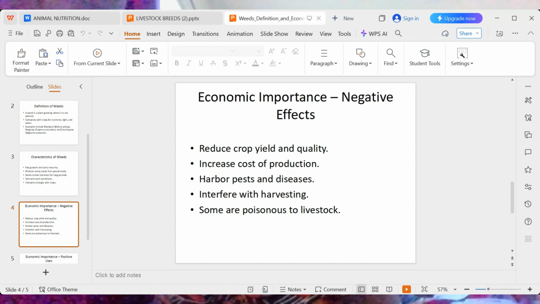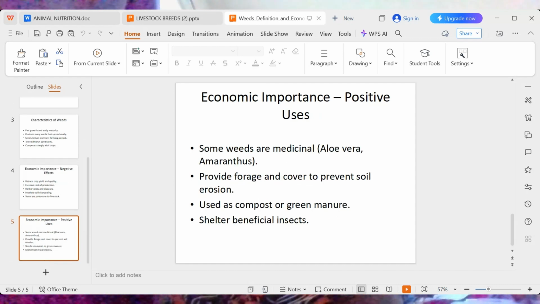Okay, to save on time, here are the positive effects of the weeds. One of them is that some weeds are medicine. Example is aloe vera. Aloe vera is used to manufacture medicine used for treating, for example, skin diseases. It is prepared to produce an oil which is applied on our skin, hence acting as a medicine.